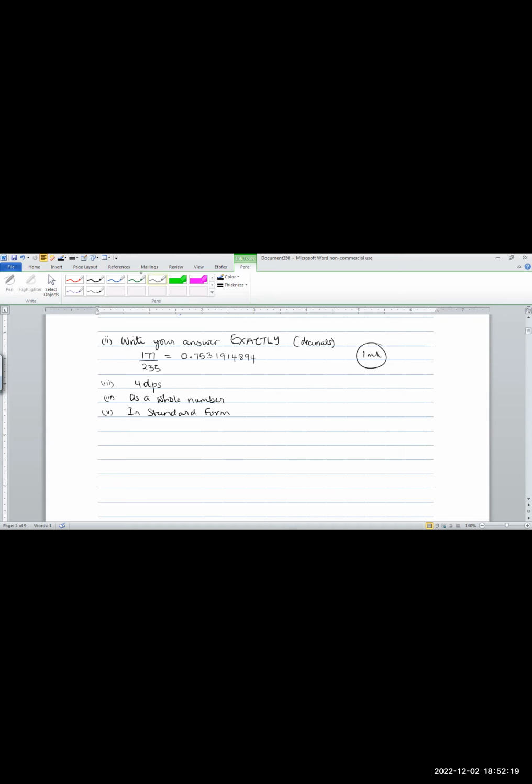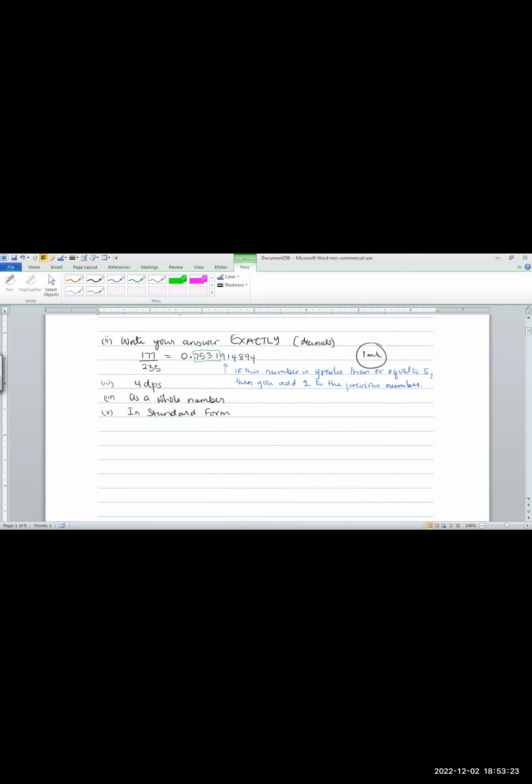Look at what we're going to be doing. When we're writing to 4 decimal places, we're going to be looking for the 4 decimal places: 1, 2, 3, 4. But we're also going to look at the number in the 5th position. If the number in the 5th position is greater than or equal to 5, then we add 1 to the previous number.